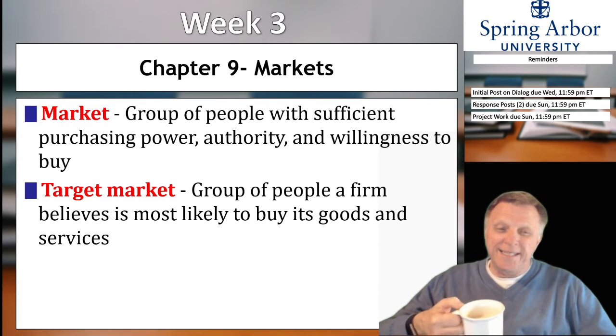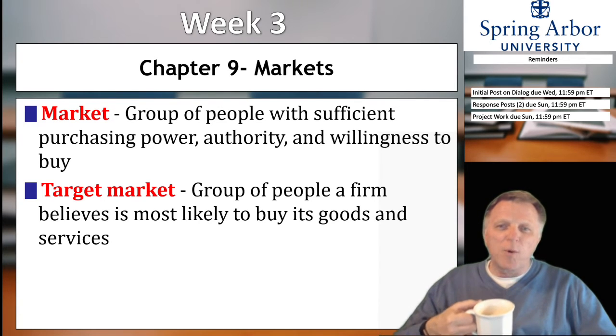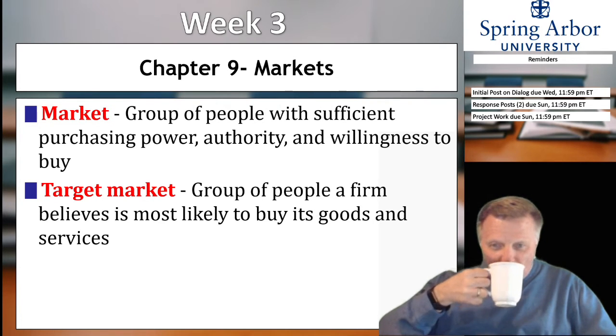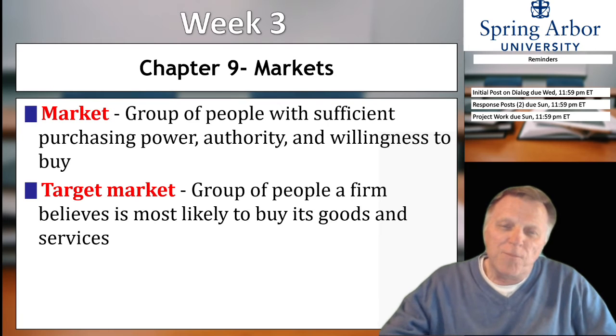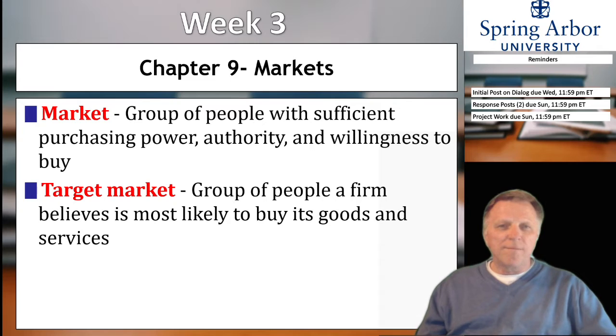So the first thing you need to know is right out of chapter 9, and that is what a market is. This is not new information, but just to repeat, it's a group of people with sufficient purchasing power, authority, and willingness to buy what you're willing to sell. And a target market is a group of people that you believe are most likely to buy goods and services from you.